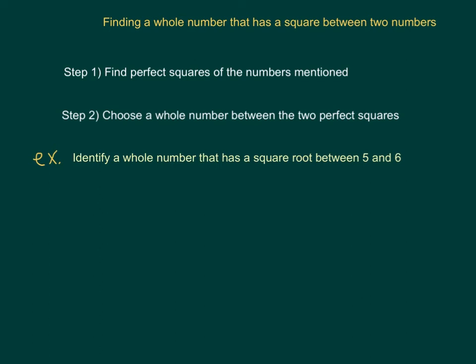So for this, you're going to find the perfect squares of the numbers mentioned for step 1, then choose a whole number between the two perfect squares. So what I mean by that is, let's look at our example. It says identify a whole number that has a square root between 5 and 6. So we're looking for something that has a square root between 5 and 6. Okay, so what we're going to do really is find the squares of the numbers mentioned. So if I go to my number line again, okay, my root here is 5, my other root is 6. It says find the squares.